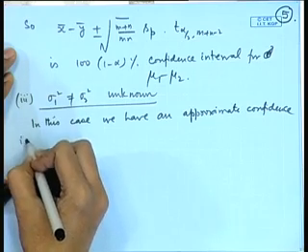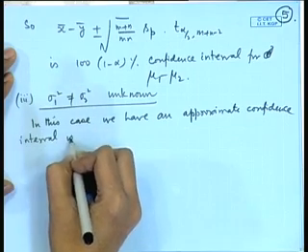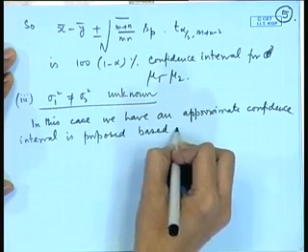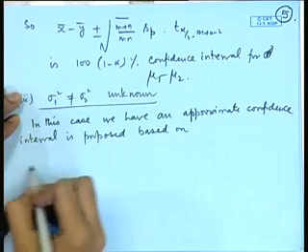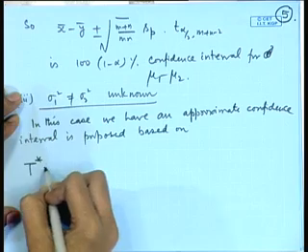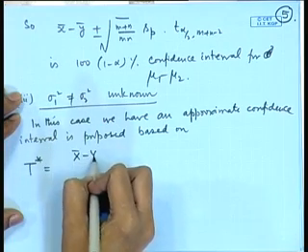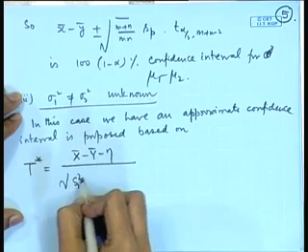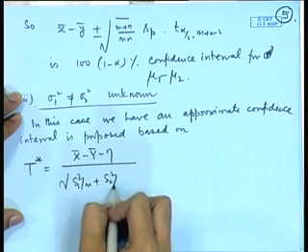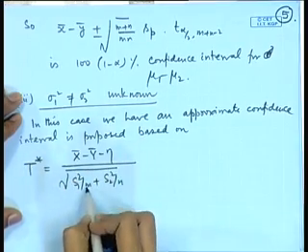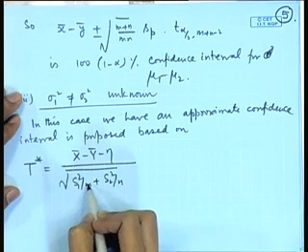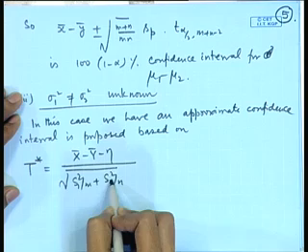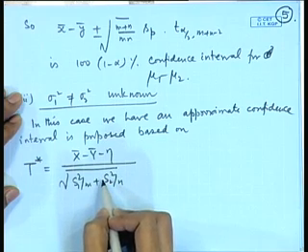confidence interval is proposed based on, let us call it T star, that is x bar minus y bar minus eta divided by square root S 1 square by m plus S 2 square by n. So, how has this come? In the first case where sigma 1 square by m plus sigma 2 square by n was there, we have simply replaced sigma 1 square and sigma 2 square by their unbiased estimates.